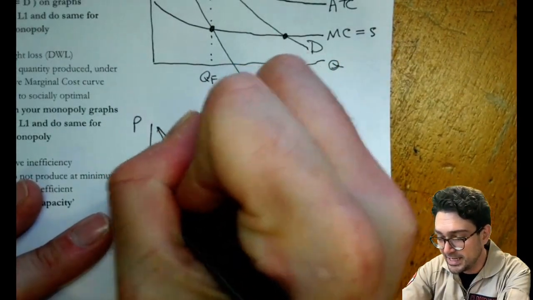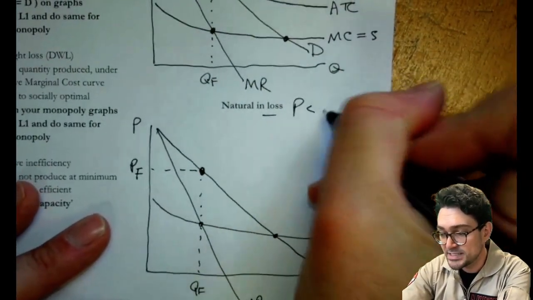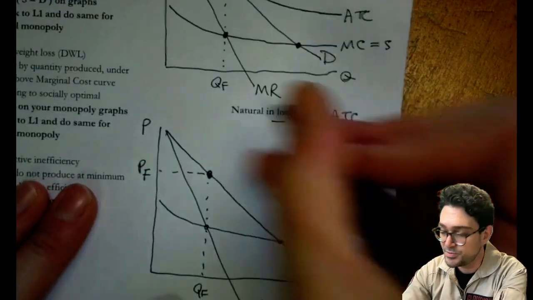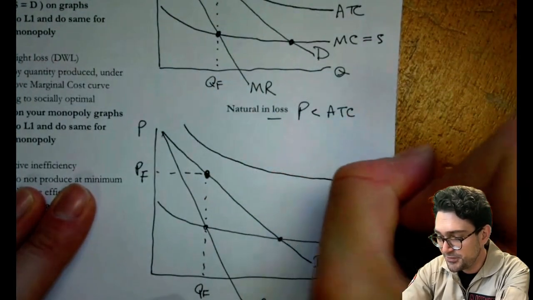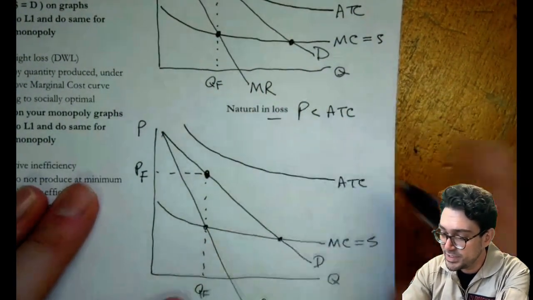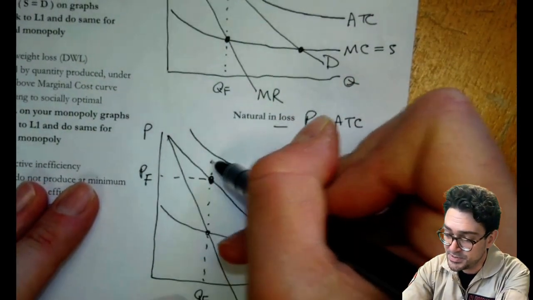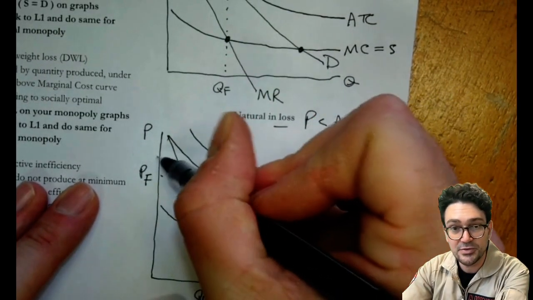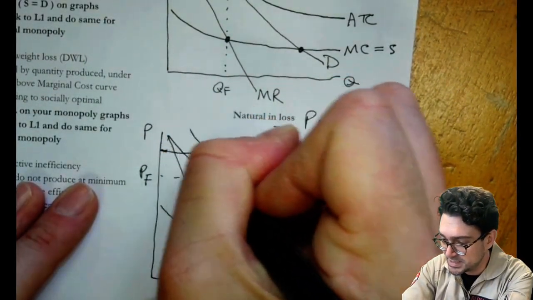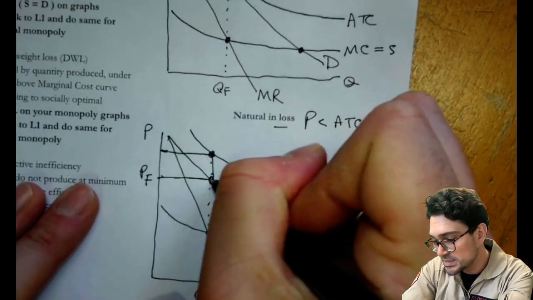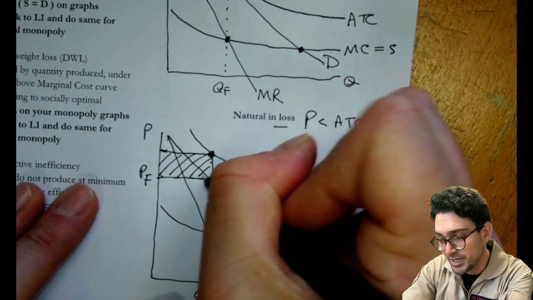So P sub F. Now, if we're in loss, that means price is less than ATC at the quantity that we're producing at. So I'm just going to put my ATC farther up. And when I connect Q sub F, that price up to the ATC value is above the price. And so I would say now they're earning a loss equal to this area.